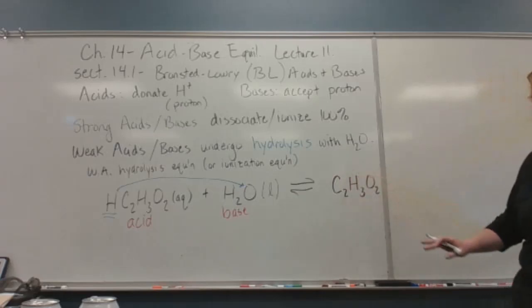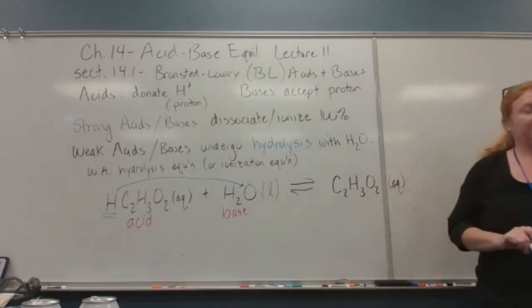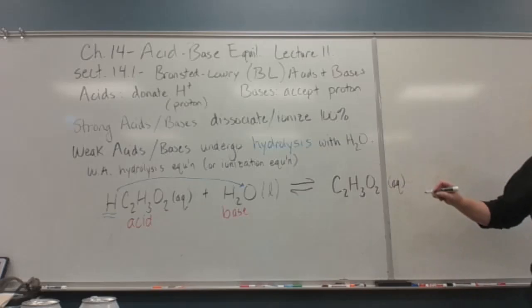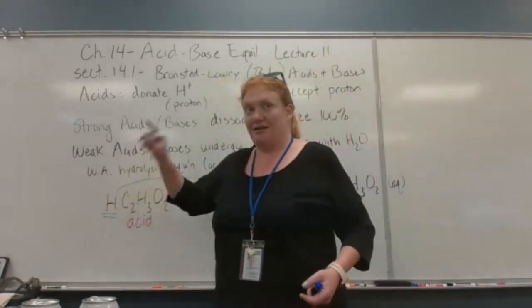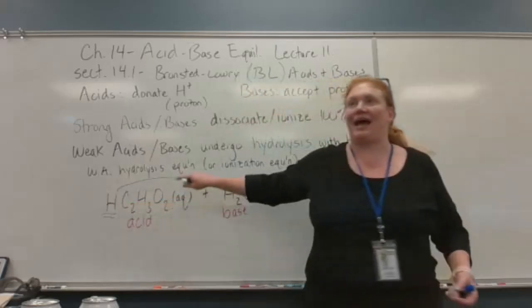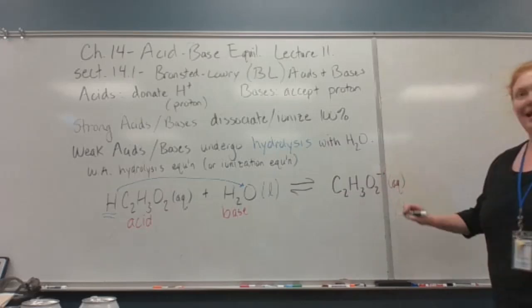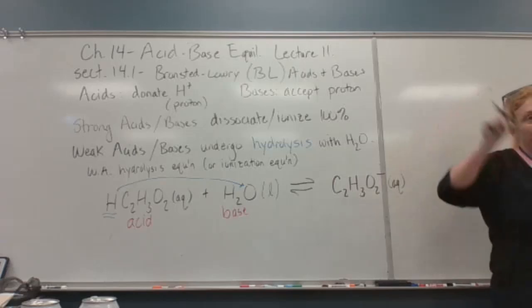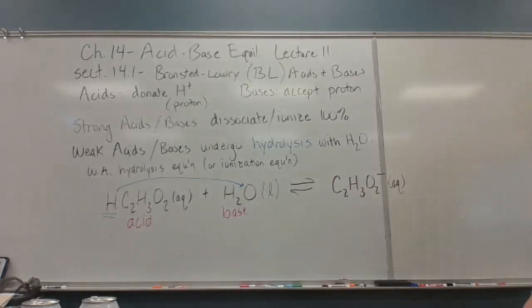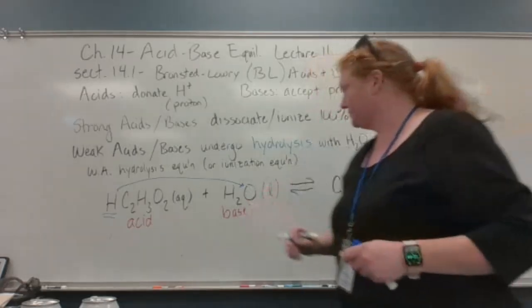C2H3O2. You guys are leaving something off of this, though. Okay, but you're leaving something else off of this. The charge. This is an ion. What is acetic acid made of? H+ ions and the acetate ion. And the acetate ion is C2H3O2 with a -1 charge. Okay. What's the other thing that gets made?